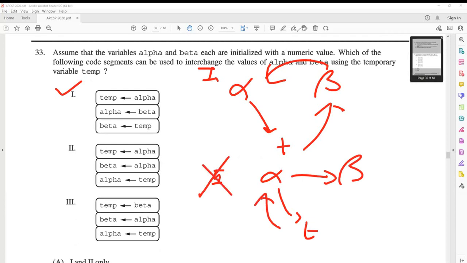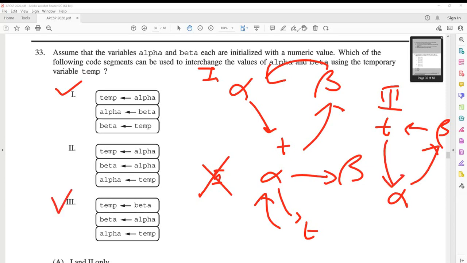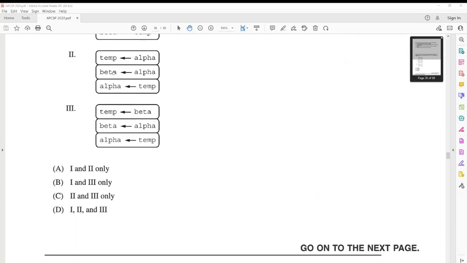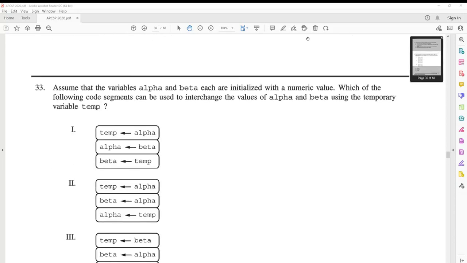Number three, beta to temp, alpha to beta, temp to alpha. Yes. So 1 and 3. Both are rotational swaps. One backs up alpha, the other backs up beta, but both will work. So 1 and 3, the answer is B for 33. Any question here? Any question?